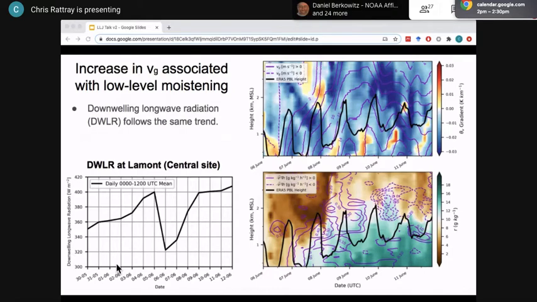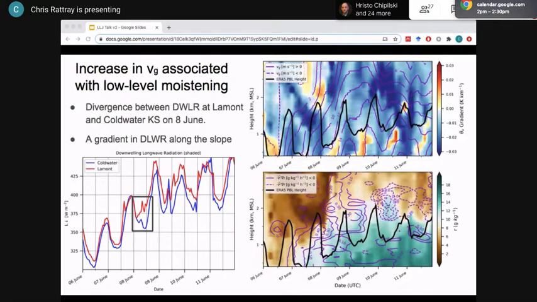And then when we look at the downwelling long-wave radiation at Lamont, we see that there's this sharp drop where we have that cold front on the 5th, and then it increases rapidly within the first few days. So that rapid intensification continues until the 9th.